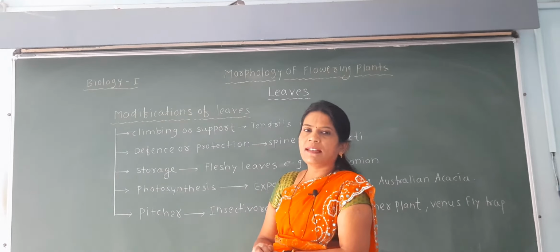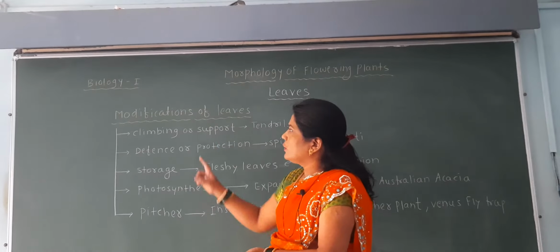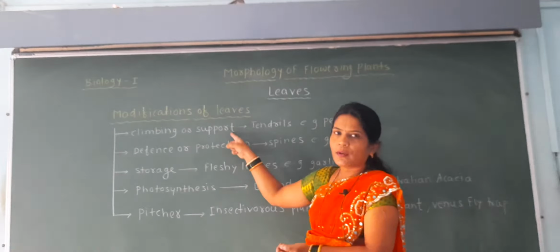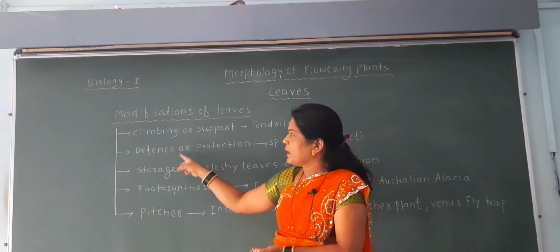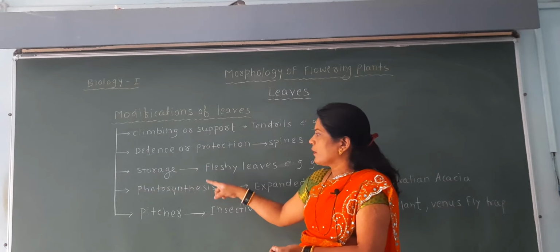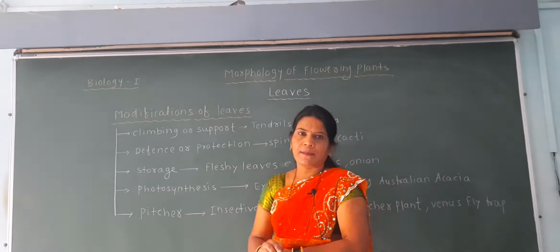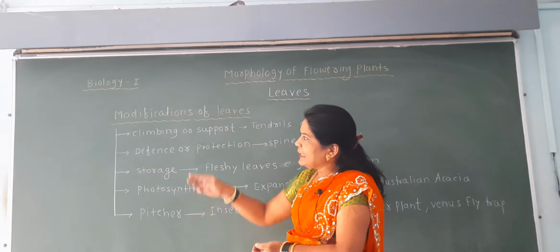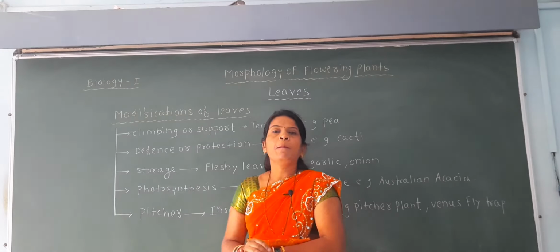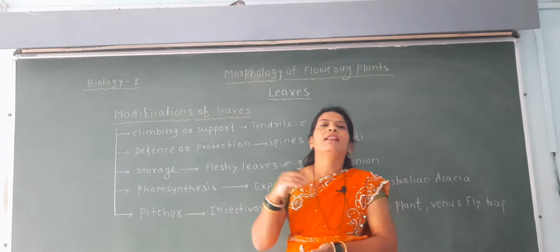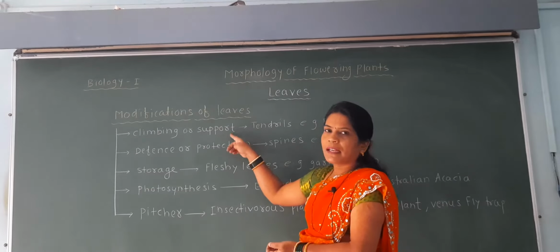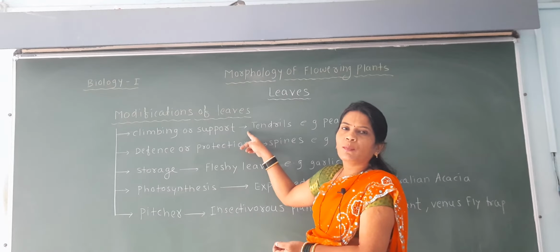Then and then only you will easily understand the modification of leaves. So see here, under the modification of leaves we have written climbing or support as the function of that modification, defense or protection, storage, photosynthesis and the pitcher. So these, climbing, support, defense or protection, storage, photosynthesis, pitcher, are the functions of that modified part of the leaves. Now here, for climbing or support, which part of the leaf gets modified?